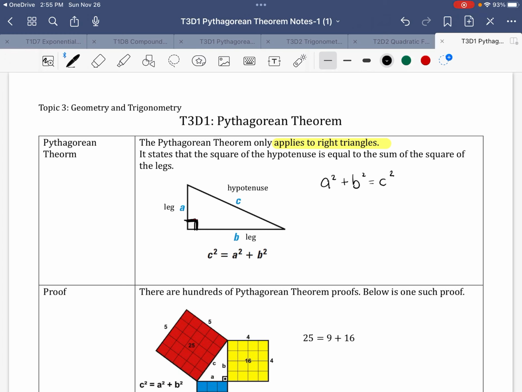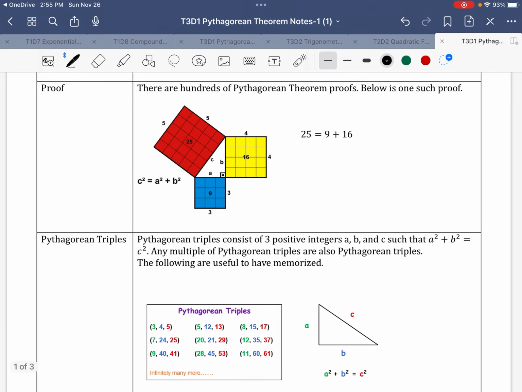Now please keep in mind that the c is always your hypotenuse, and the hypotenuse can be found by looking for your 90-degree angle and then determining which side is opposite of that angle. The other two sides are a and b, which are the legs of your right triangle. Now a and b can be interchangeable. It doesn't matter which leg is a or b, but it is very important that the hypotenuse is always c.